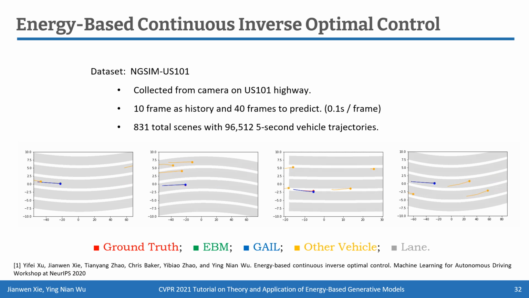Here are some example results of the trajectory prediction. The red dot represents the ground truth trajectory, and the green dot and the blue dot represent the results obtained by the energy-based framework and GAIL, which is a GAN-based baseline.